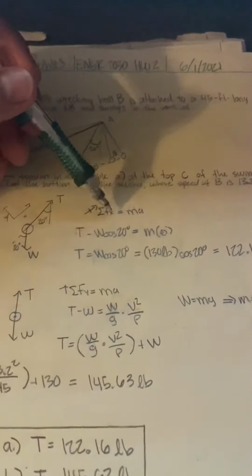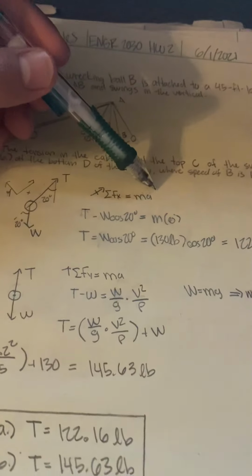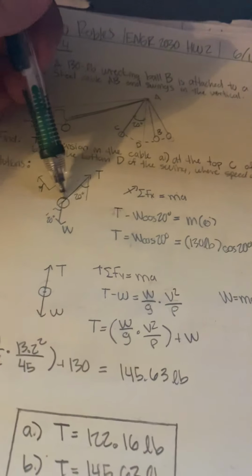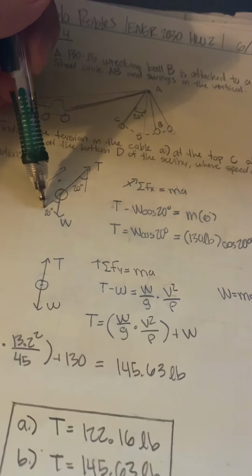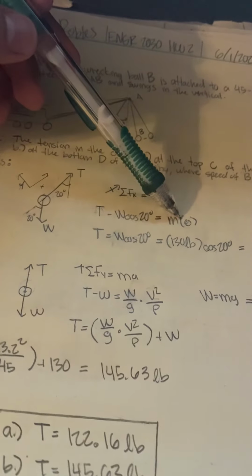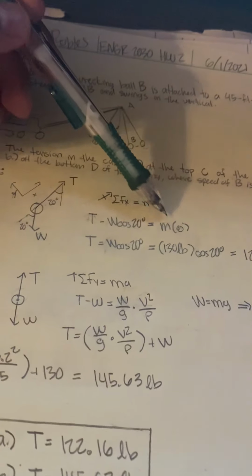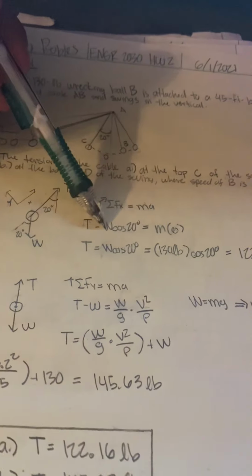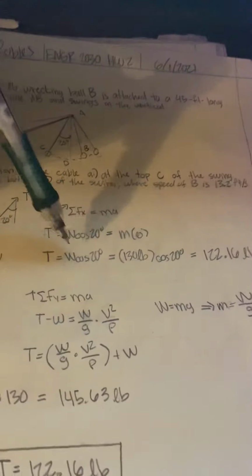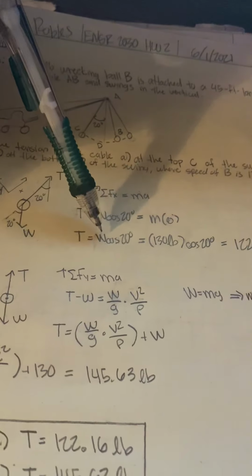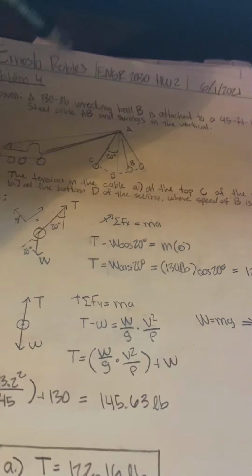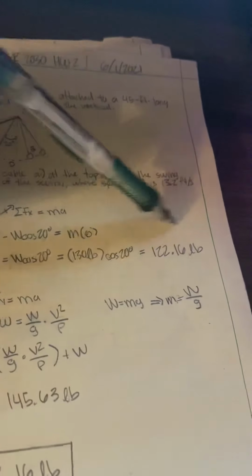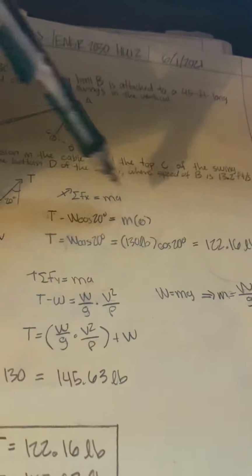So the sum of forces in the x direction equals mass times acceleration. So this easily could be T, and then this right here could be minus W cosine 20 degrees. And then, oh right, the acceleration here is 0. So the tension is simply going to be the weight times cosine 20 degrees, given the weight, which is 130. It's given in the problem statement, and that's what we get for our tension for part A.